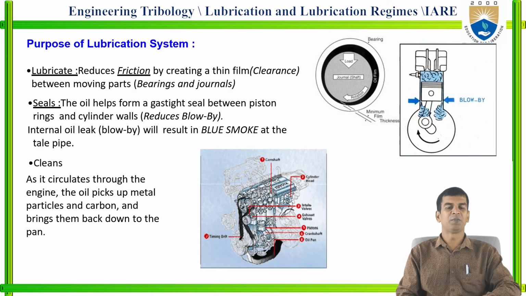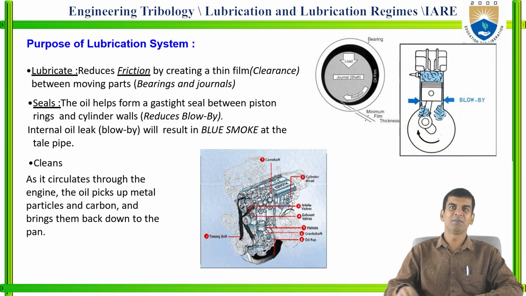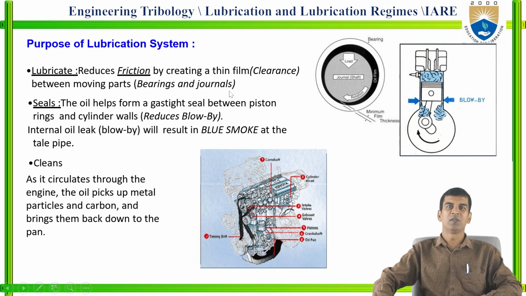Now you see the purpose of the lubricating system. Just now we have seen the requirements of the lubricating system. Now we will see what is the purpose of lubricating. In some cases, it acts as a lubricant. It reduces the friction by creating a thin film between the moving parts. In seals, in some cases it acts as a sealing agent. In some cases it acts as a cleaning agent.